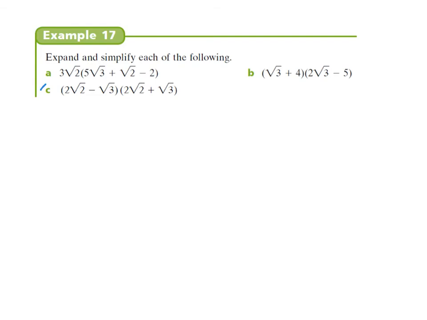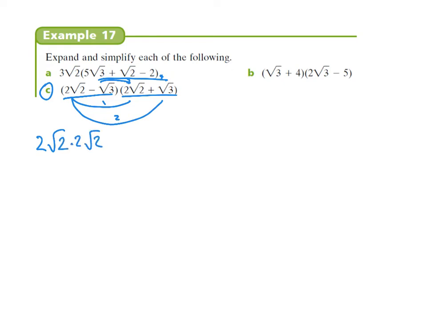So now for part C, we also have a double bracket term, a binomial, that we can expand. Okay, so firsts, outers, inners, lasts. 1 2 3 4. Okay, so let's do the first. So that's 2 square root 2 multiplied by 2 square root 2.